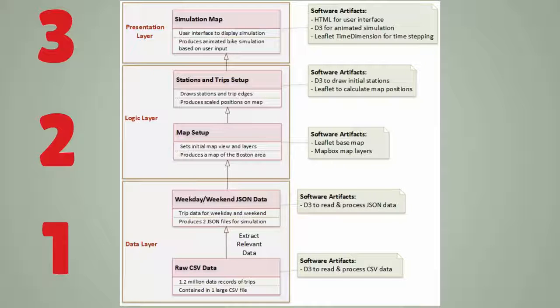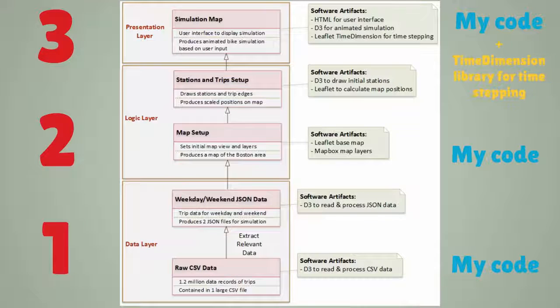The simulation takes place on the Leaflet map and it is controlled by a time-stepping mechanism. For layers 1 and 2, everything is pretty much my code, while for layer 3, the HTML interface is my code. Plus, I used the Leaflet Time Dimension open source library to implement the time-stepping controller. Next, we show a demo of what the map produced looks like so far.